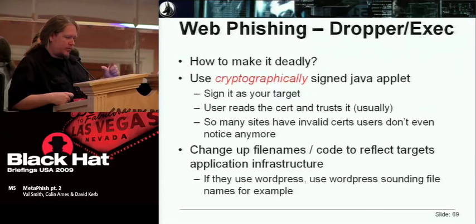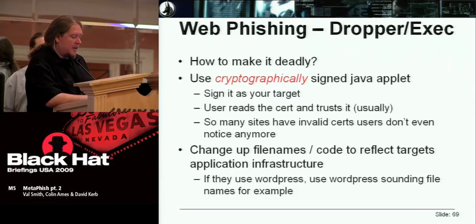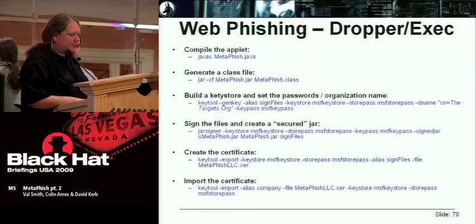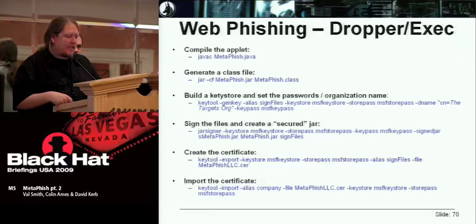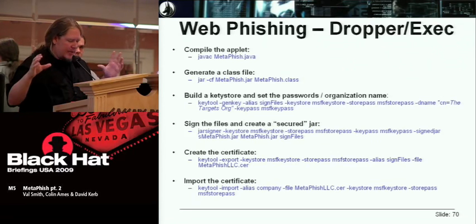So when they get the little window that pops up and says, hey, this Java applet wants to run something, they can say, oh, look, it's signed by my company. I better trust it. So most users will probably fall for this. At least in my experience, they do. You're probably going to want to change up the file names of the Java applets in the code to reflect the target's infrastructure, so when the applet comes up and gives them its file name, it looks relevant or like something they expect. If they're using WordPress, make sure it looks like it's part of WordPress or whatever. So right here I have step-by-step commands for how to cryptographically sign a Java applet as whoever you want. Now that doesn't mean that the certificate is valid. That's why they get the pop-up in the first place.